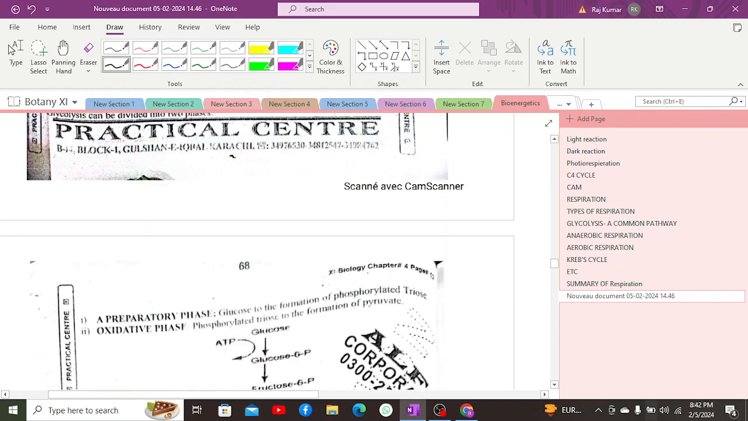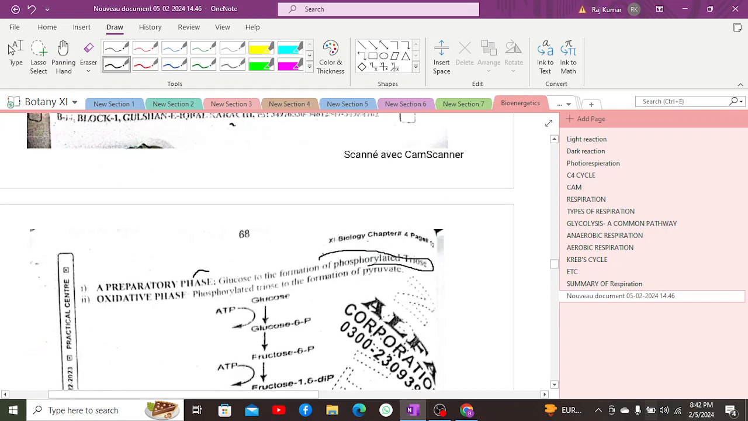As you can see, first is the preparatory phase. In other words, we can also call it the investment phase, in which glucose is converted to phosphorylated triose, or glyceraldehyde 3 phosphate. How? Let's see in the diagram. The first step basically involves phosphorylation, in which there is addition of phosphate on glucose carbon 6, as a result of which it forms glucose 6 phosphate, and an ATP molecule is invested in it. The enzyme utilized here is hexokinase or glucokinase. After that, the second step involves isomerization.